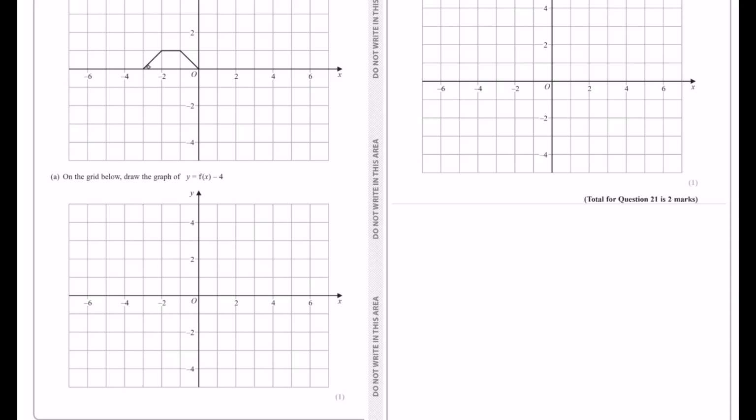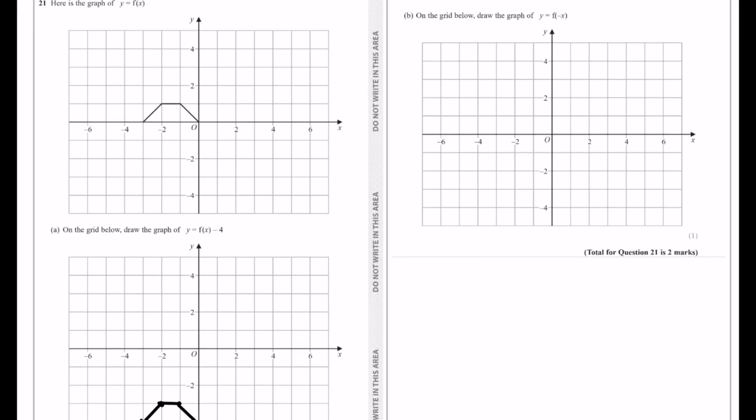So this point was -3, 0. It's now going to be -3, -4. -2, 1 is going to be -2, -3. It's going to have the same shape. It's just going to look like this now. Move down 4 spaces. Exactly the same, just move down 4.